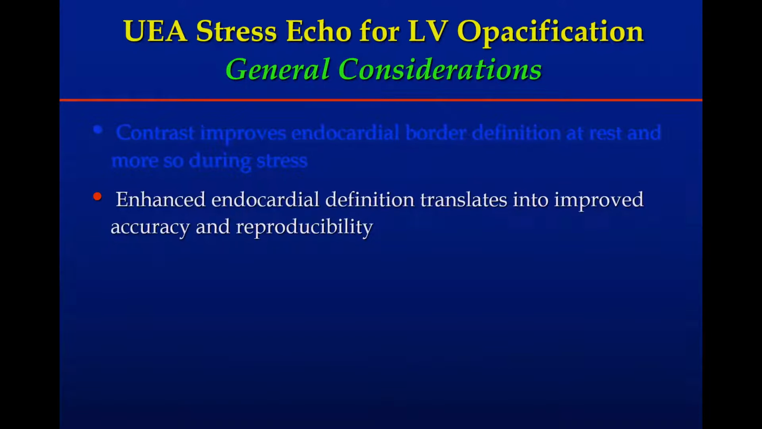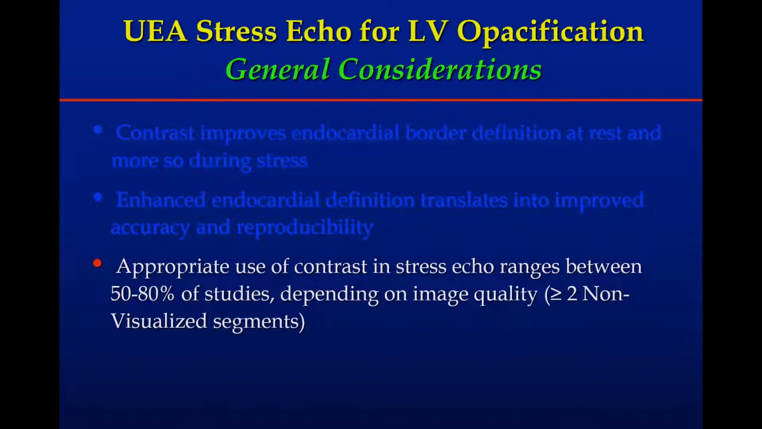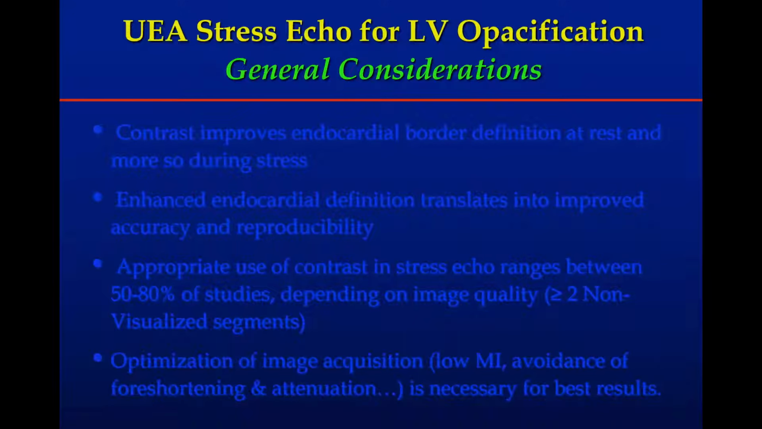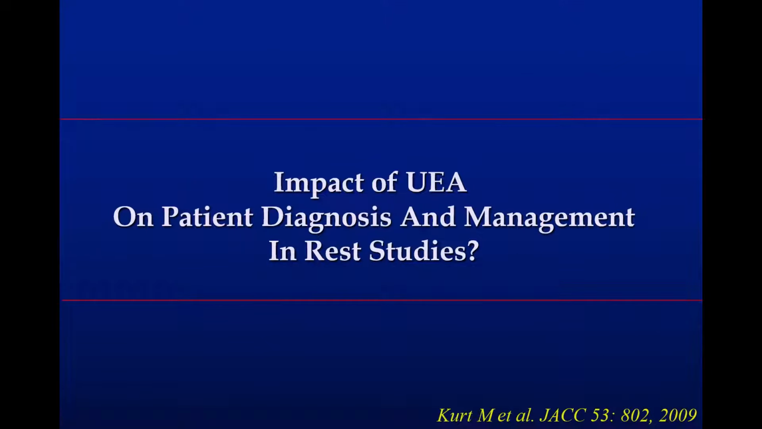It translates into improved accuracy, and the utilization is probably somewhere between 50 and 80% depending on the population that you serve, right? So keep in mind the baseline study. If you're struggling in acquisition or interpretation, either of these two, use contrast. And you still need optimization of the image once you do the contrast, because the windows may be a little different for acquisition, for enhancement, and lack of foreshortening of this ventricle when you see it.